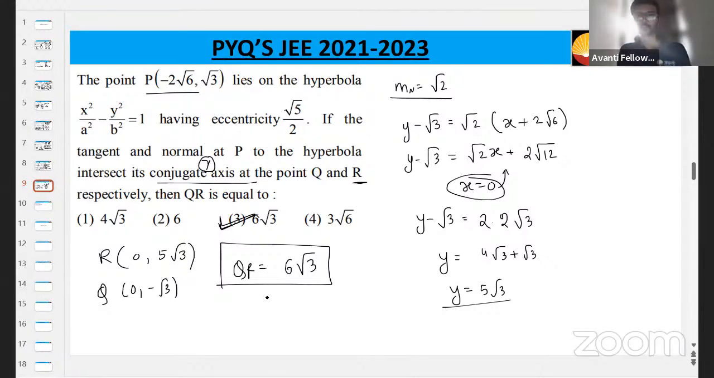Just a second, guys. Yeah, so light went on. I'll shift. Yeah, so now we are clear. So it is option number 3. Correct?